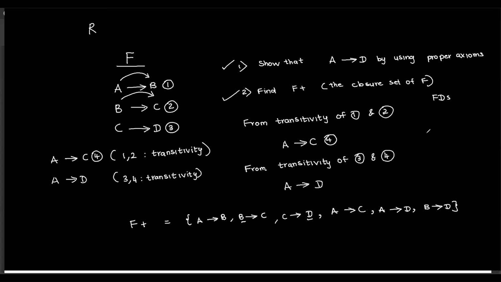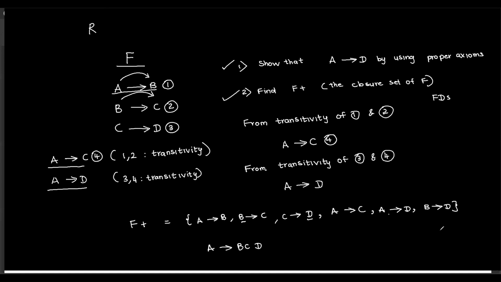Other than that, you can use unions if you want. For example, you can say A functionally determines B, C, D. Why? You can use the union operation here. A functionally determines B, A functionally determines C, and A functionally determines D. So you can also include this if you want. That is also derivable.